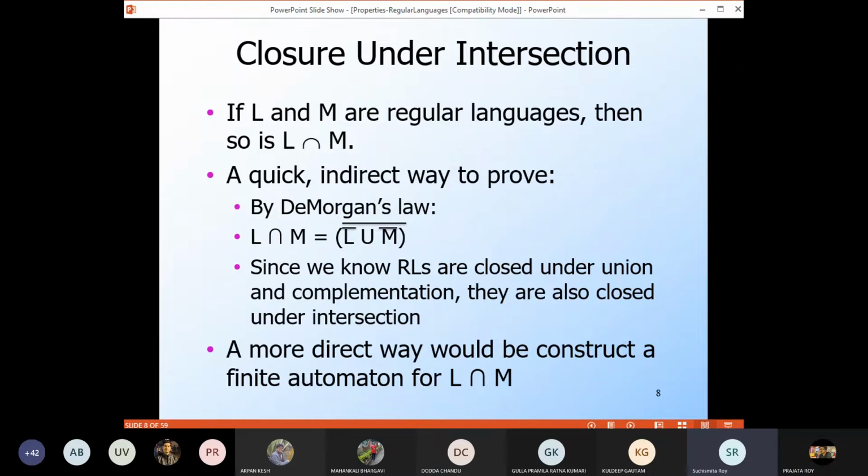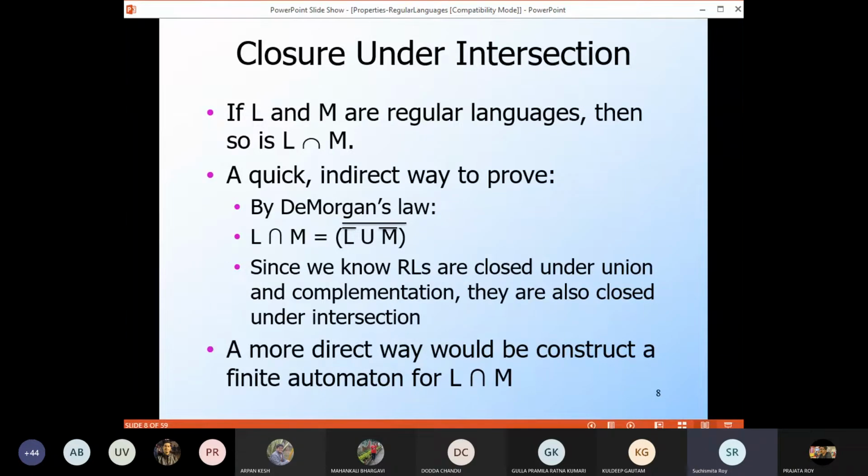Now, a very easy way to prove it is by using De Morgan's law, as you can see. Because you can write intersection as L complement union M complement and the total complement of that. Here in this expression on the right hand side, we have used operations which we already know are closed. So L complement produces a regular set, M complement produces a regular set, union of these two also produces a regular set. Union, remember, it is closed. And then we are complementing the whole thing. That also produces another regular set. So obviously L intersection M is going to be closed for intersections.